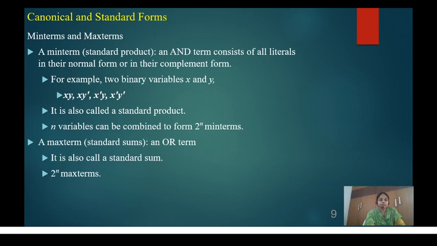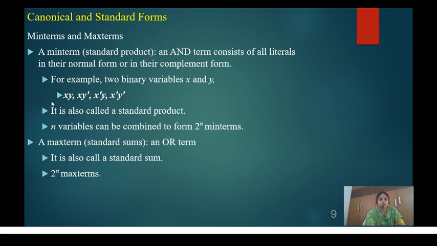Canonical and standard forms: first you have to know what minterms and maxterms are. A minterm is a standard product term which consists of all the literals in their normal form or in their complement form. For example, x into y complement. The literals can be in complemented or non-complemented form, but there should be an AND operation between the literals. Those are called product terms or minterms.